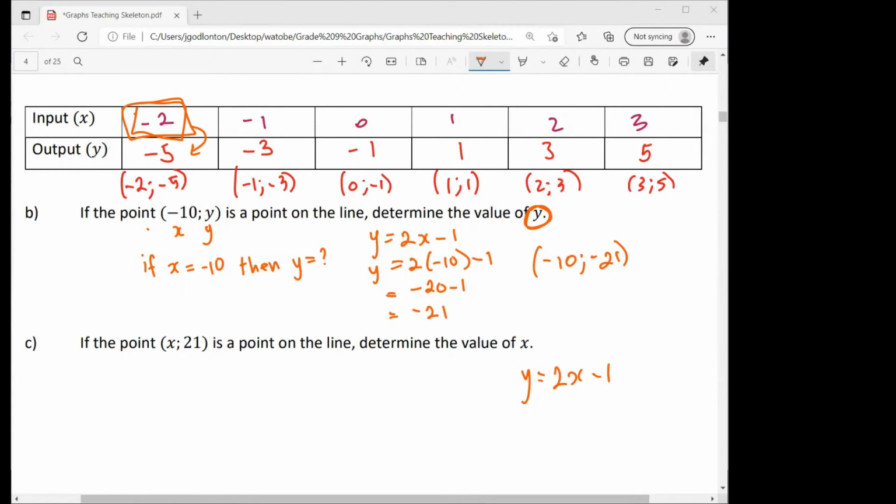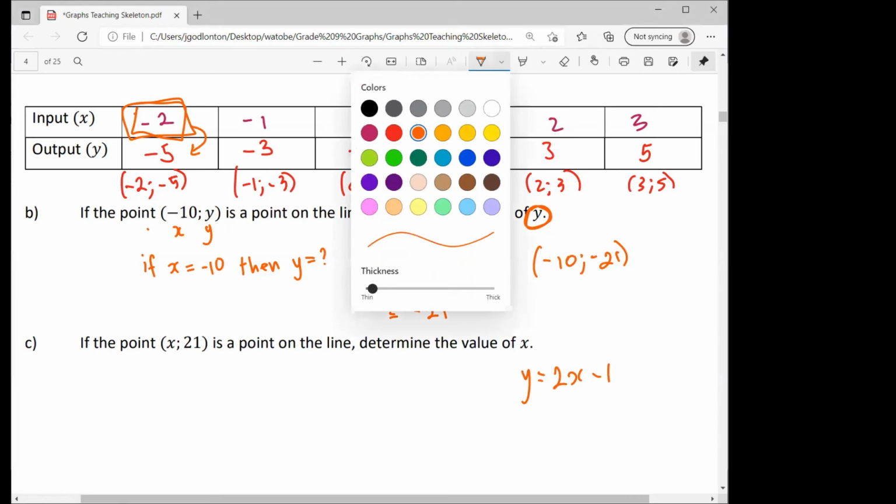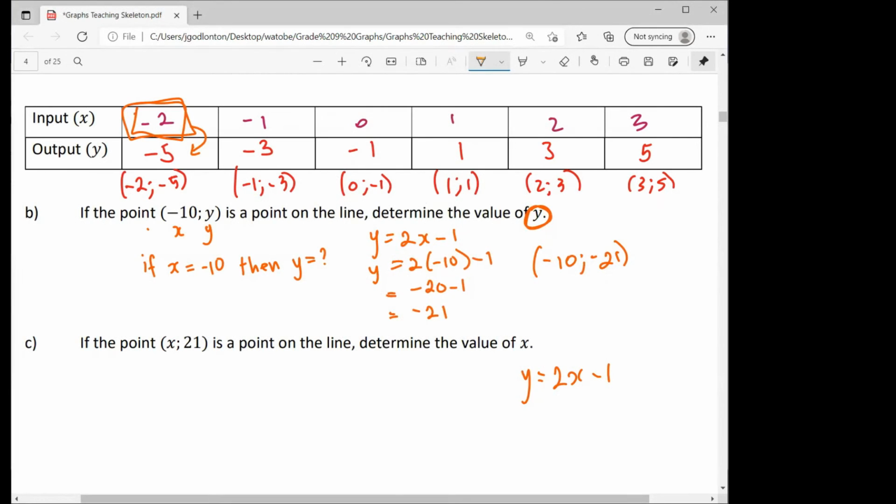So think about what this question is asking. It looks more complicated than it is. It's saying if y is equal to 21, what does x equal? And I know you know how to work this out because we have been doing it in equations.